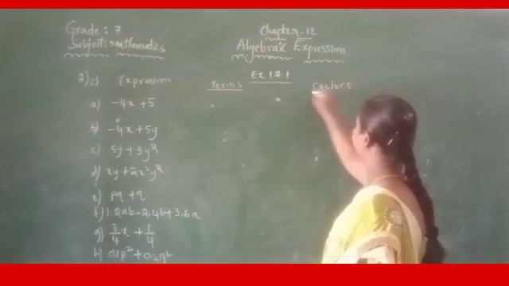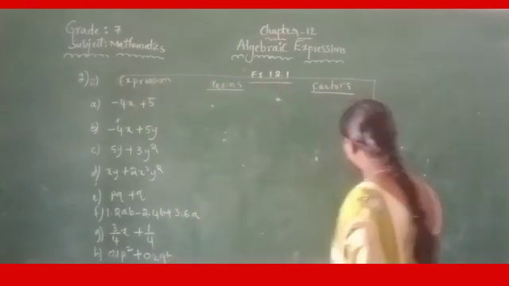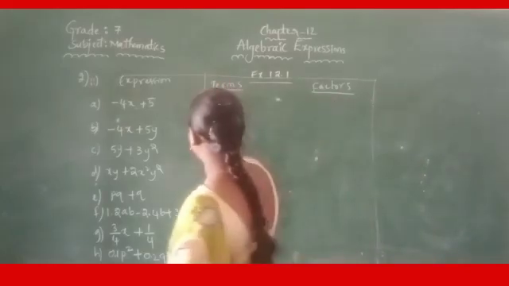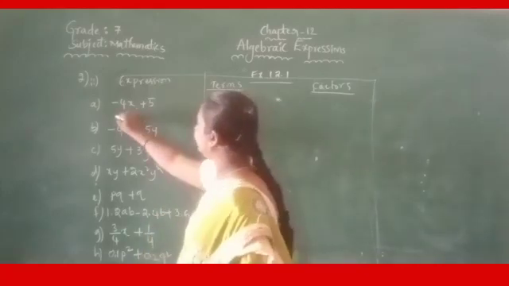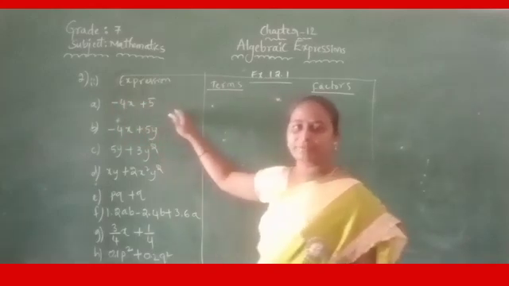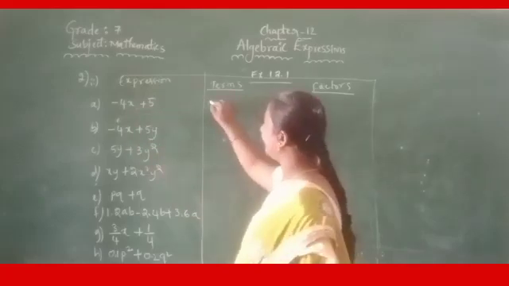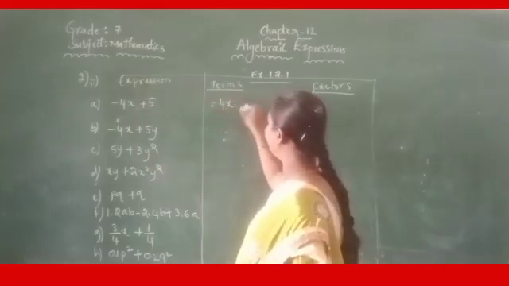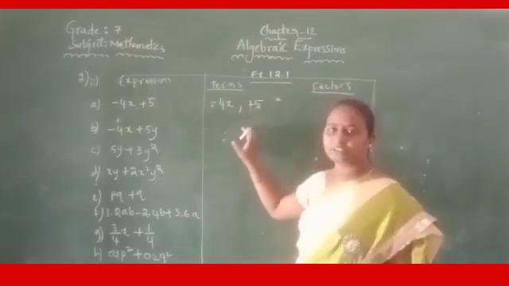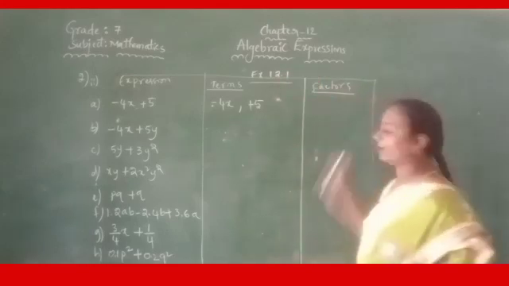What are the factors? So like this, you have to make one table. So draw this table neatly in your notebook. Okay? Right. Now, tell me what are the terms of minus 4x plus 5? How many terms here? 2 terms. What are they? Those are minus 4x and plus 5. Okay. So these are the 2 terms.